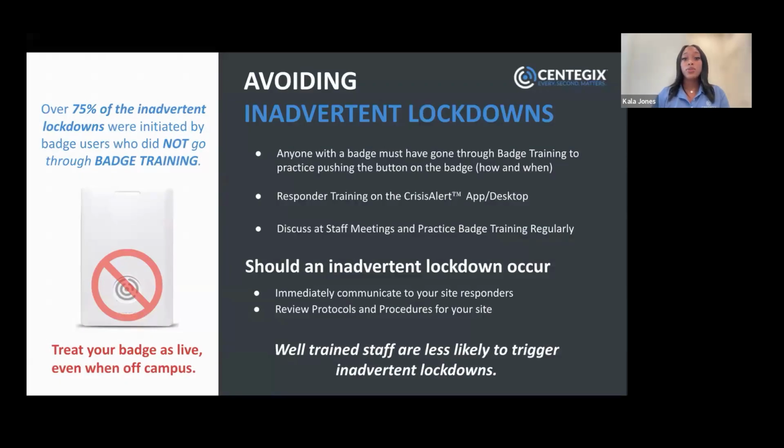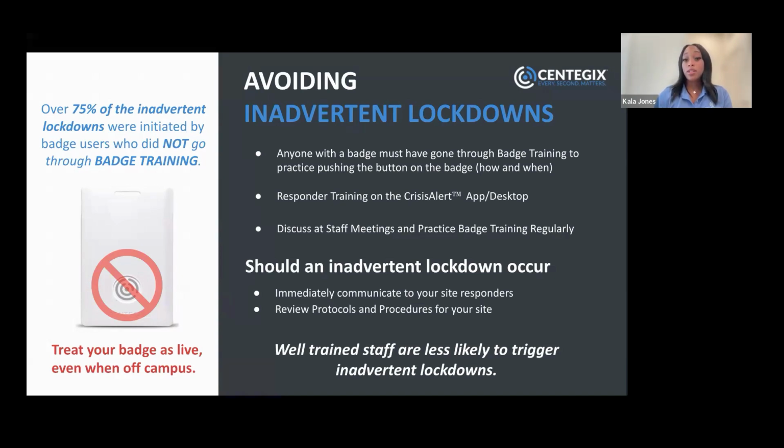So on this slide, we're going to go through avoiding inadvertent lockdowns. Essentially, we want to keep these to a minimum, and we have a list of different ways to avoid them. Before I get into that, I just want to note that over 75% of the inadvertent lockdowns were initiated by badge users who did not go through badge training. That was what we just discussed in the previous slide. And you'll treat your badge as live even when you are off campus. That's definitely important to note as well.